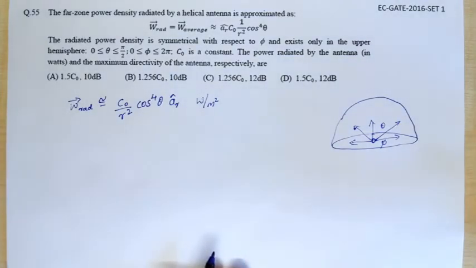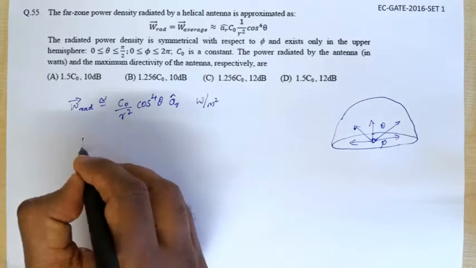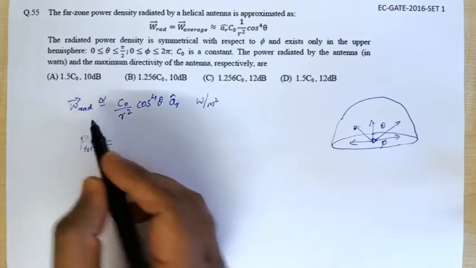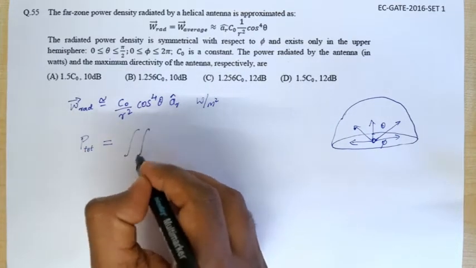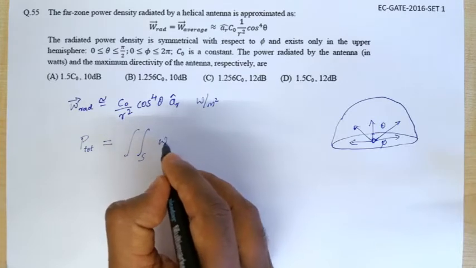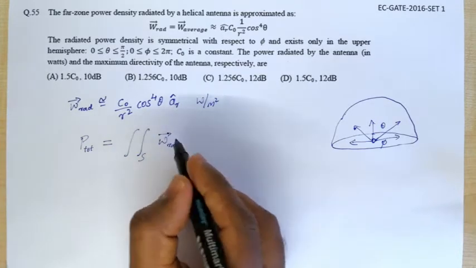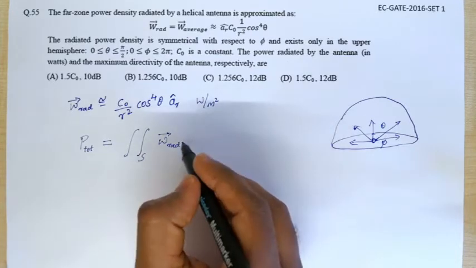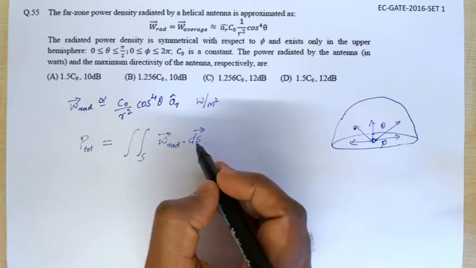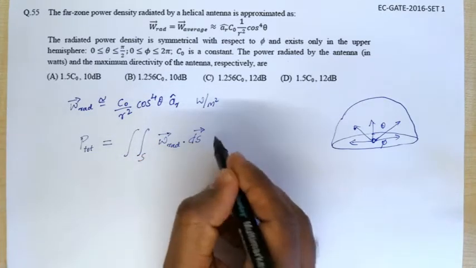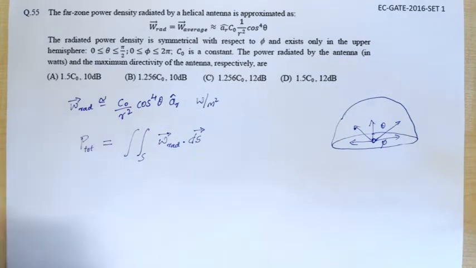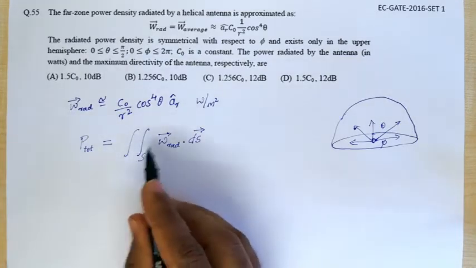To find the total power radiated by this antenna, let us say power total. Similar to the Poynting vector, we surface integrate over this half sphere the vector W rad, which is the average power density, dot product with a small area ds. If we solve this, it gives us the total power radiated by this antenna. So, let me go ahead and solve this integral.